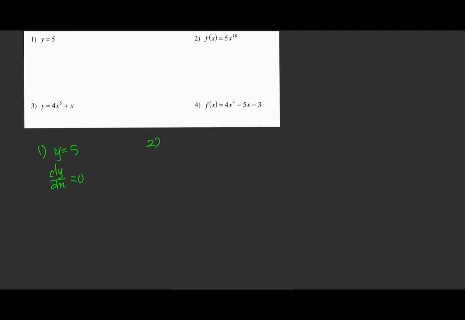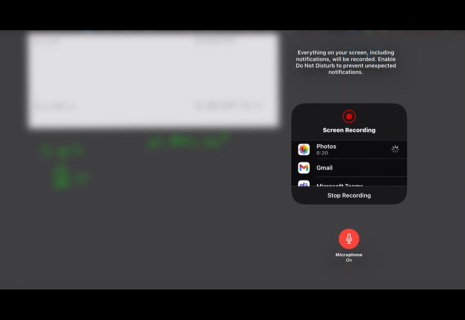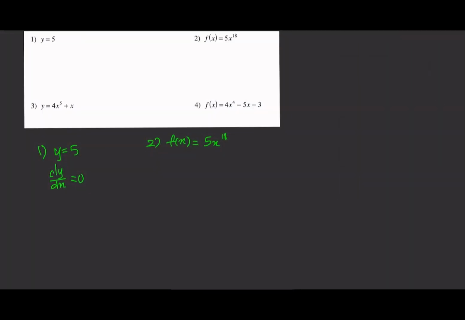Then for question 2, f(x) equals 5x^18. How do we differentiate this? Well, f'(x) equals, you take the 5, then you bring down the 18, x^(18-1), x^17. Equals 5 times 18, well, I haven't got a calculator with me, so this is what I gotta do, right?